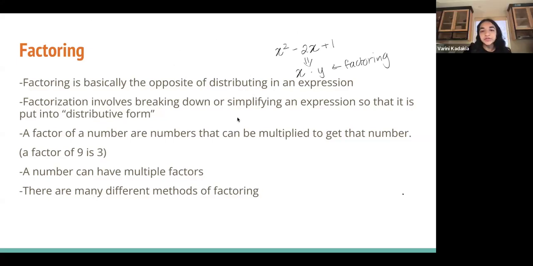So factoring involves breaking down or simplifying expressions so that you put it in distributive form, or a form that multiplies two things together. A number can have multiple factors, and there are many different methods of factoring. So we'll just go over one method or a couple.